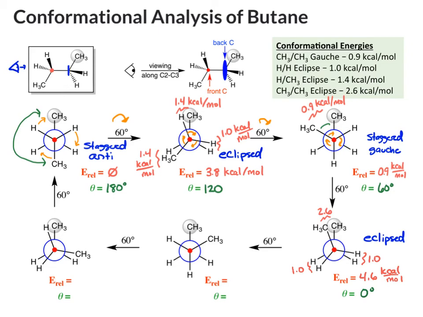Okay, we're going to rotate another 60 degrees. When we do that, we get another staggered conformation. But you see these two methyls are 60 degrees apart. That is a methyl-methyl gauche. So we call that a staggered gauche conformation. That's our only high energy interaction here, which is 0.9 kcals per mole. And the dihedral angle between the two methyl groups is 60 degrees.